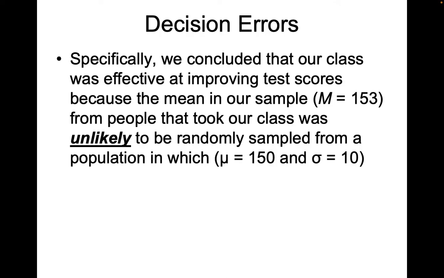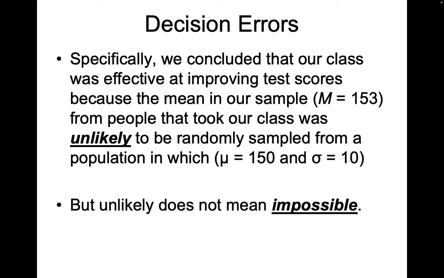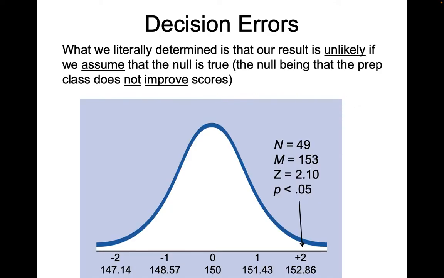Specifically, we concluded that our class was effective at improving test scores because the mean in our sample from people that took our class was unlikely to be randomly sampled from a population in which the mean is 150 and the standard deviation is 10. But unlikely does not mean impossible. What we literally determined is that our result is unlikely if we assume that the null hypothesis is true, that is, the test prep class does not improve scores. So our result is unlikely if we assume that our class didn't work.